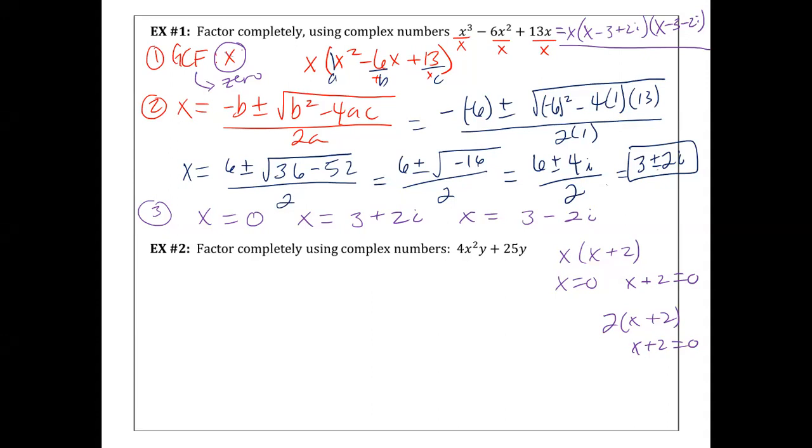So in order for me to factor this completely, you always start with the what again? Your greatest common factor. So you're always going to check, is there a GCF? And for this problem, is there a GCF? Yes, and it is y. So I'm dividing y out of each term. When I divide y out of each term, I'm left with 4x squared plus 25.